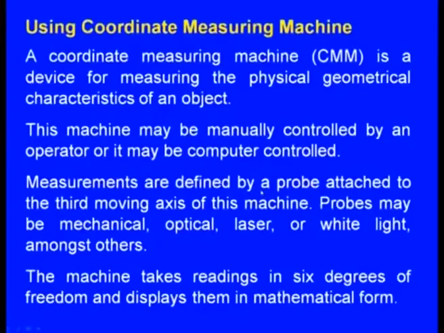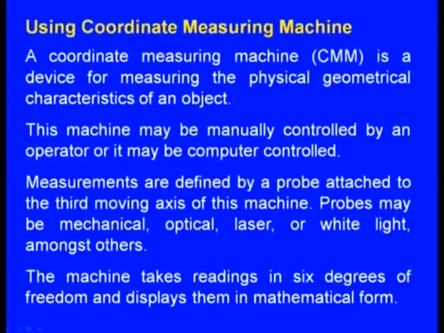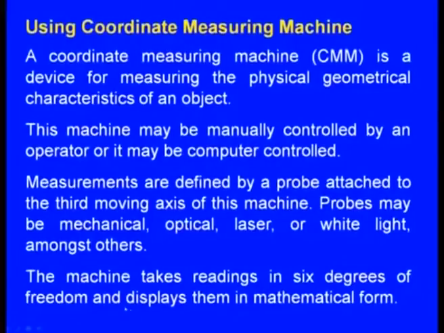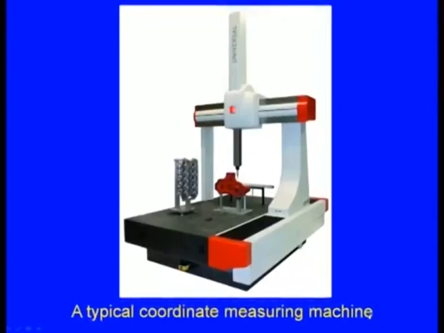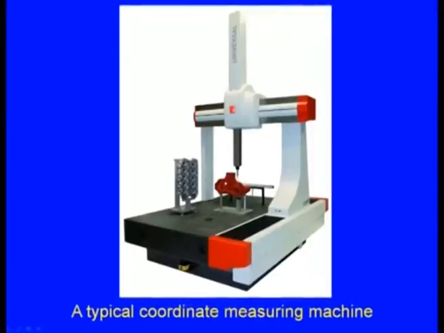Measurements are defined by a probe attached to the third moving axis of this machine. Now, what about the probe? Probes may be mechanical, optical, laser or white light amongst the others. The machine takes readings in 6 degrees of freedom and displays them in mathematical form. So, here we can see a typical coordinate measuring machine. Here we can see this is the probe, and this is the component. So, this component's dimensions are being examined.